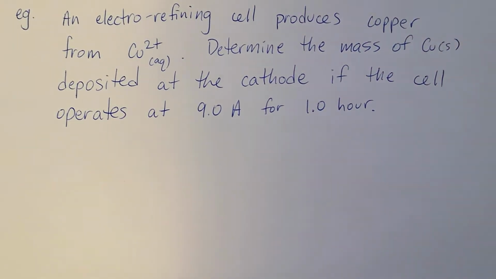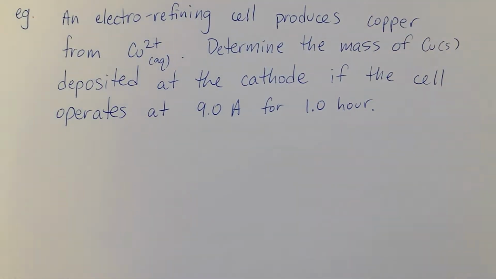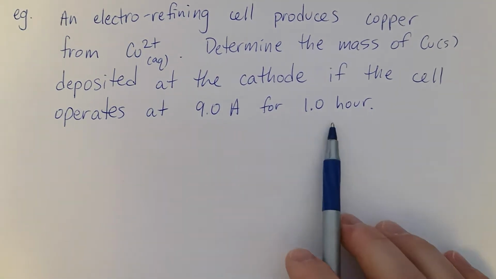Okay, so here's a good example for us to work out. We're saying that an electrorefining cell produces copper from copper 2 ions. What we're going to do is determine the mass of copper deposited at the cathode if the cell operates at 9 amps for a full hour. Alright, so this is going to involve everything from this unit, from half reactions to this cell stoich we've just been looking at. Let's first determine how many moles of electrons will be transferred at 9 amps for an hour.